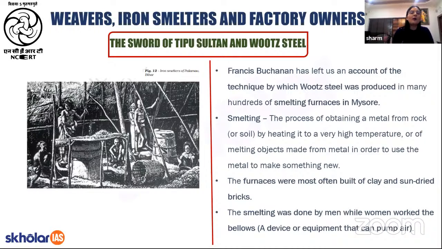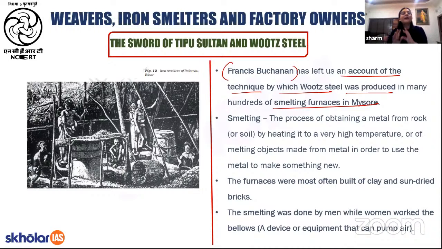Now, students, we are going to talk about an important foreign traveler who had come to India particularly to study about the wood steel. Okay, so the name of this particular person was Francis Buchanan, and he had left an extensive account of the technique by which the wood steel were produced in many hundreds of the smelting furnaces in Mysore. So students, after the death of Tipu Sultan, this gentleman, that is Francis Buchanan, had come to our country, and he toured the entire state of Mysore and many parts of South India in order to understand the process of getting the wood steel made.